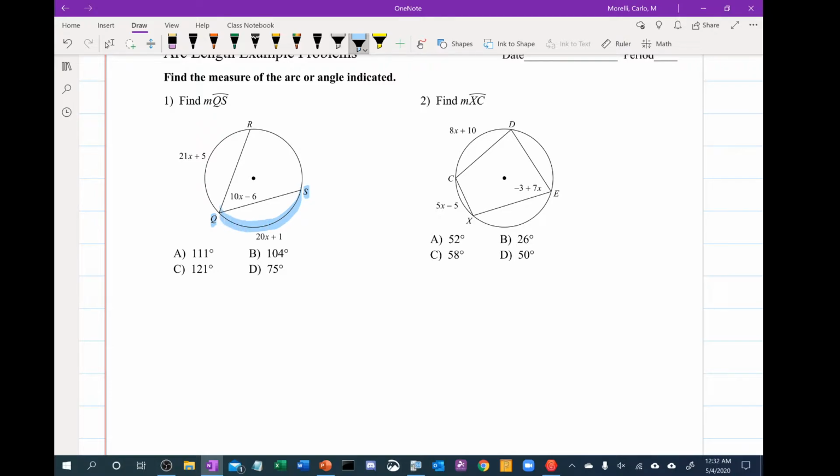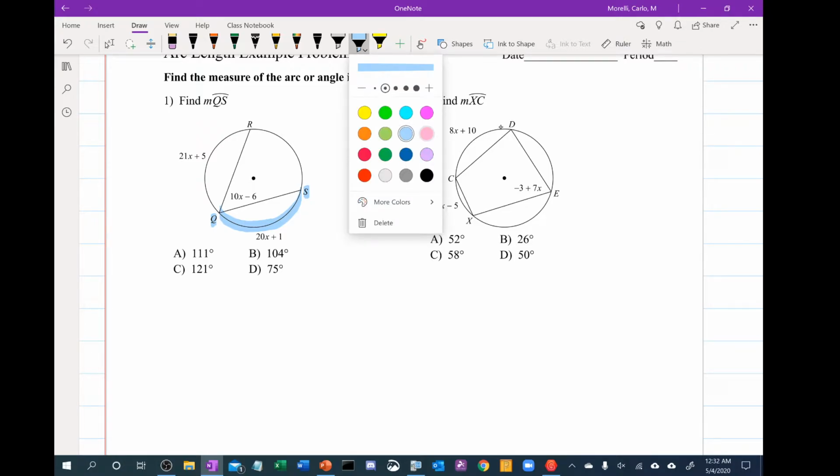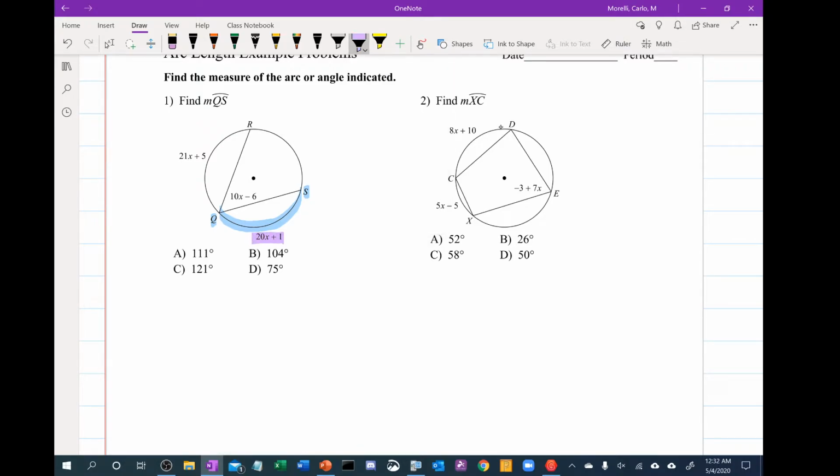And we notice right away that that distance is actually indicated by an algebraic expression, 20x plus 1. Okay? So we'll figure that out. We're eventually going to find out what that measure is. So first we have to find out what x is. We're also given that RQ is 21x plus 5. And we're given that this central angle Q, measure of angle Q, is 10x minus 6.